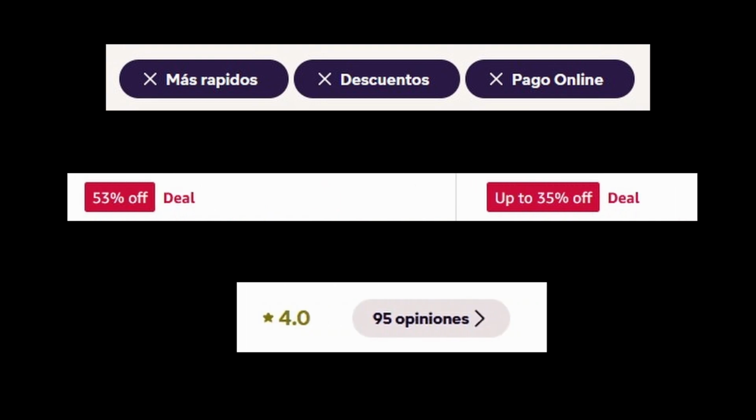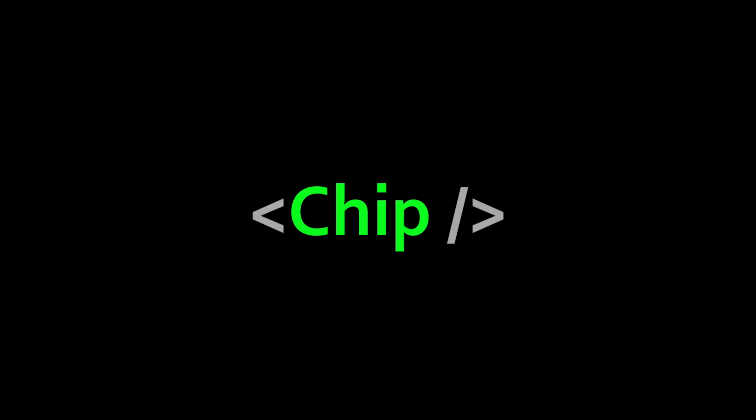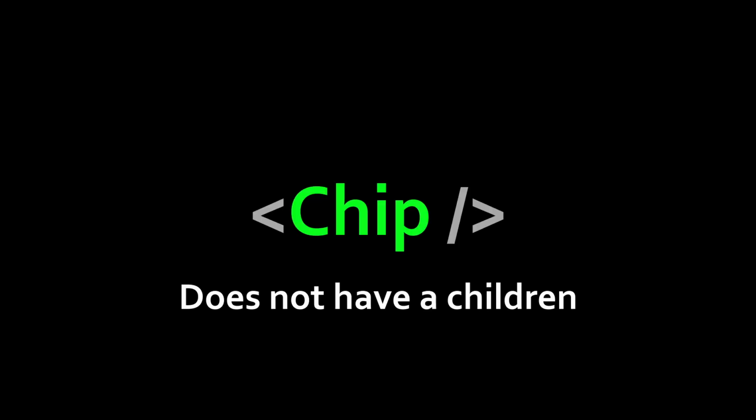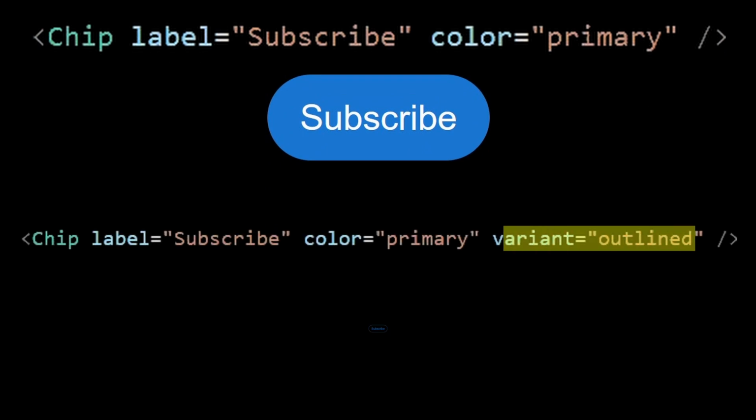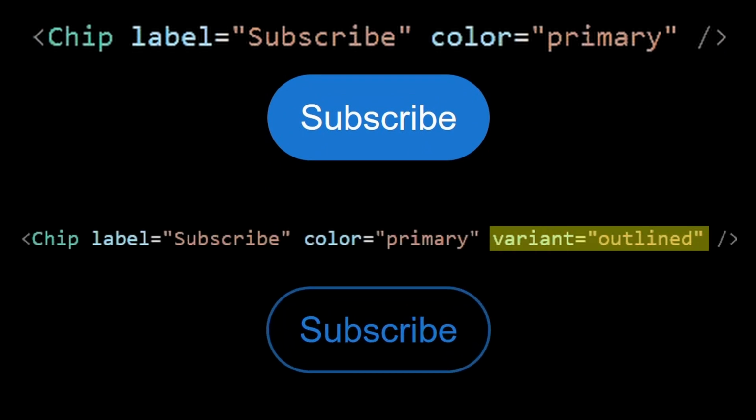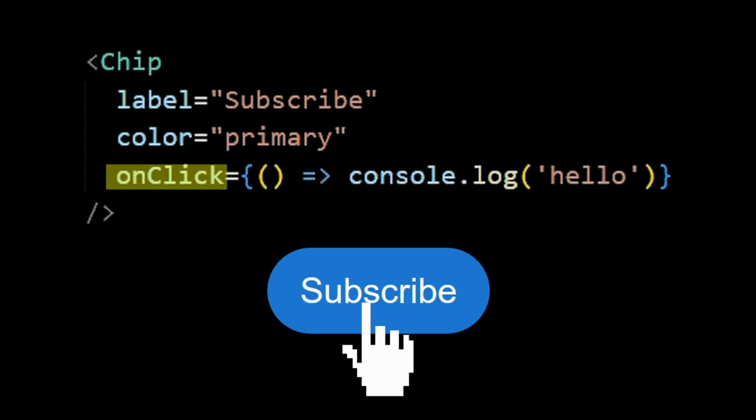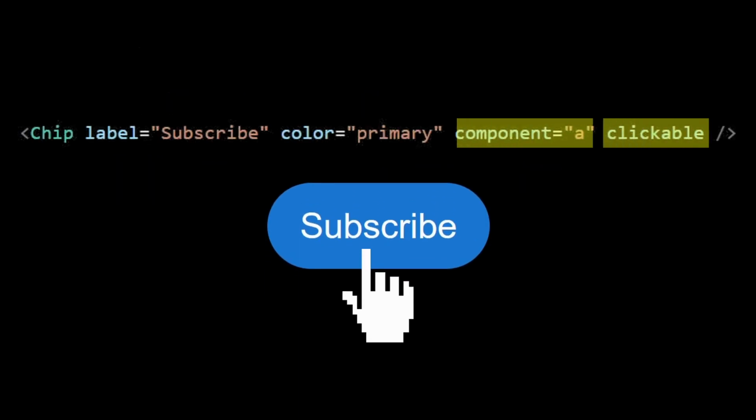You can see this mostly on filters, shopping tags, or additional actions. This component is self-closing, meaning it does not have children. To set the content inside the chip, it uses the label prop, which accepts a React node. It has a filled and outlined variant with the respective colors from the theme. You can make the chip clickable passing on an onClick function, or using it as a link passing the component A and the clickable prop.